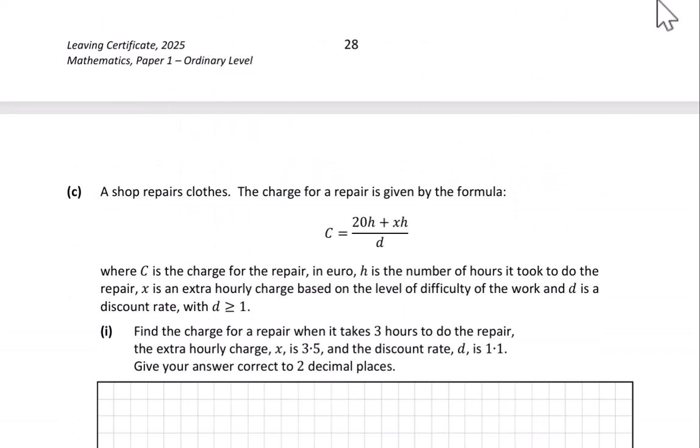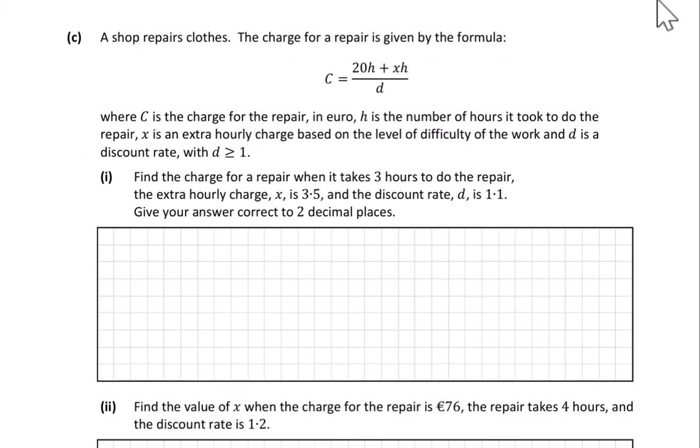Okay, next question. A shop repairs clothes. A charge for a repair is given by the formula C is equal to 20H plus XH over D. C is the charge for the repair in euros. H is the number of hours it took to do the repair. X is an extra hourly charge based on the level of difficulty of the work, and D is a discount rate, and D is greater than 1. Find the charge for repair when it takes 3 hours to do the repair. An extra hourly charge X is 3.5 and discount rate D is 1.1.